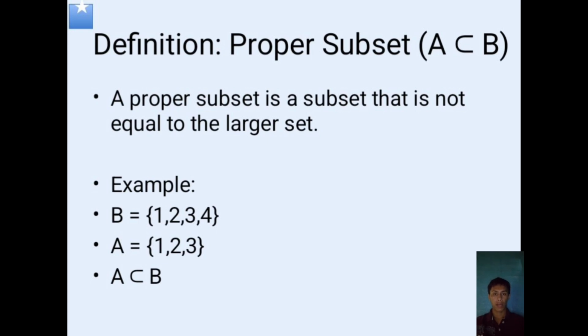So in our example here, if you can see, we have set A which has the elements 1, 2, and 3, and the other set, B, has the elements 1, 2, 3, and 4.